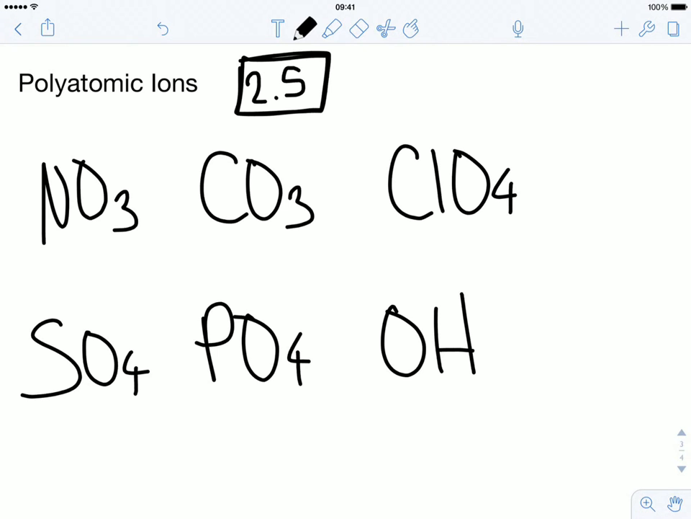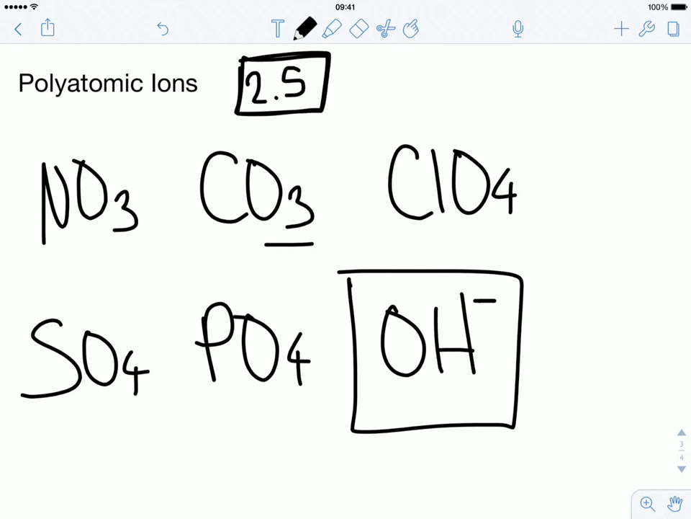Now, some of them are ones that you just have to commit to memory. For example, OH. OH is the polyatomic ion called hydroxide, and the charge of hydroxide is -1. I don't know of any tips or tricks to help remember polyatomic ions like hydroxide. It's just one of the ones that you have to memorize. But for the other ones that I've written down, there's a pattern on the periodic table that can help you remember how many oxygens they have, because some have 3 oxygens and some have 4 oxygens, and what the charges of these polyatomic ions are.